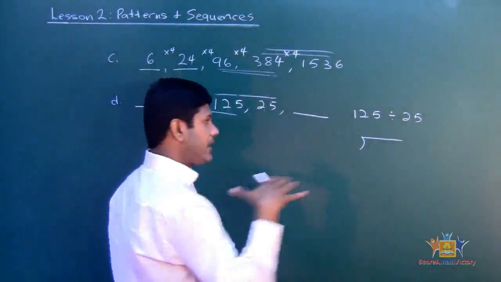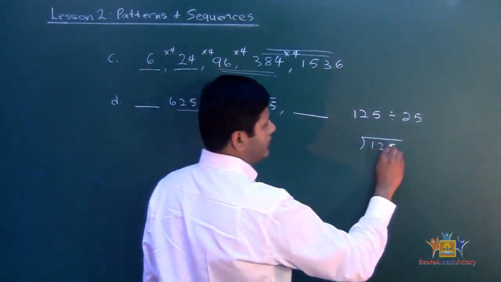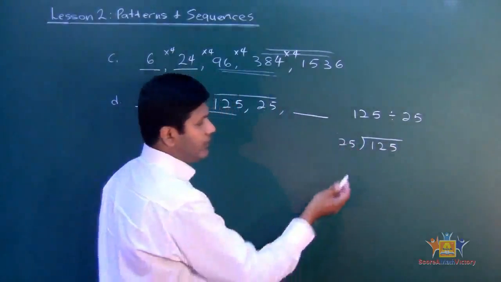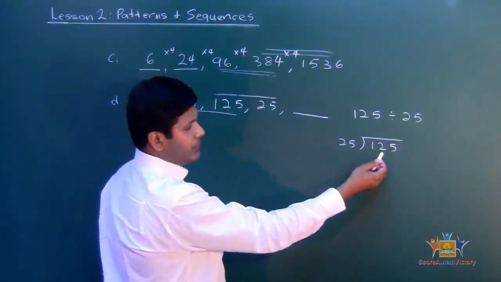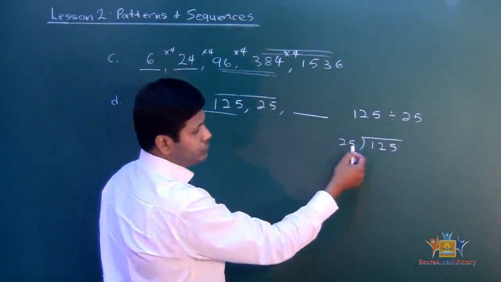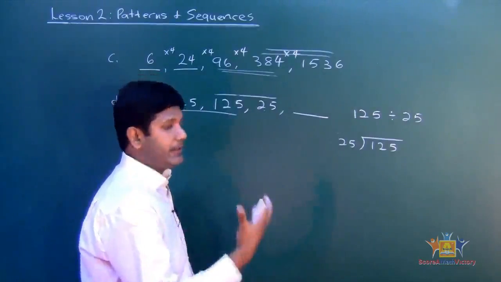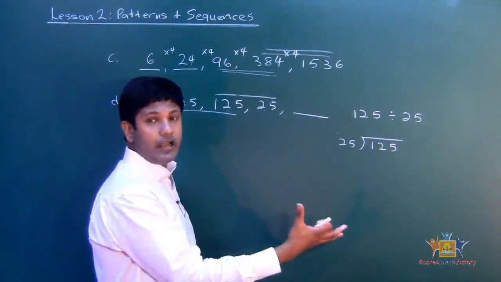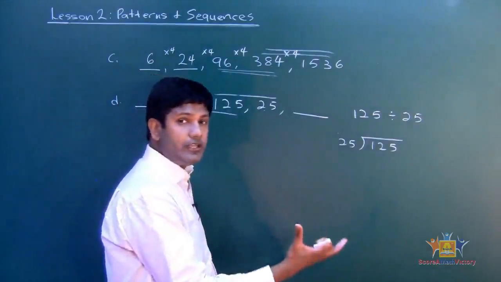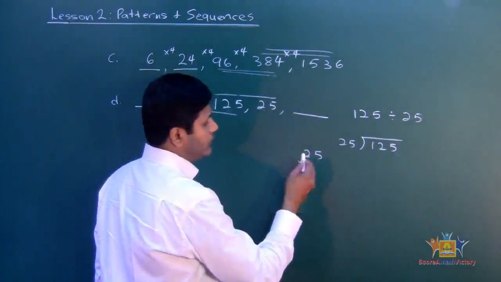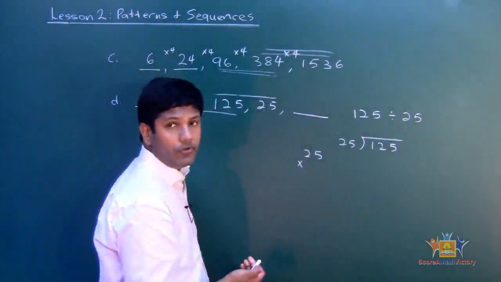125 goes inside the cage, and 25 goes outside the cage. First digit, I cannot. When I go to the second digit, still I cannot. 12 is too small. When I go to the third digit, 125, yes, I can. But again, this number is outside our timetable range. So we're going to use the trial and error method. We're going to find 25 times what will give 125.